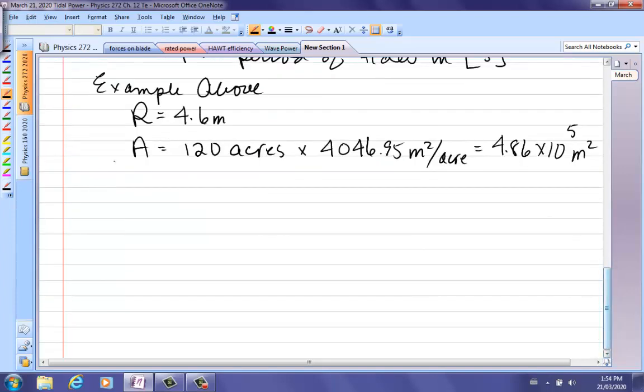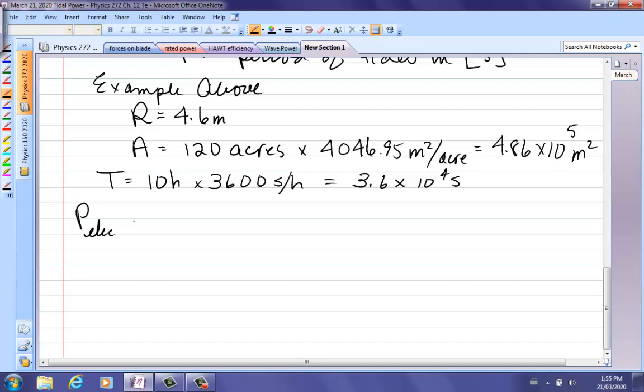Okay, so that's pretty big. The period is usually given to you in hours, so it's a 10-hour period, so that's 2 tides a day. And we have to convert that to seconds, 3,600 seconds per hour. And then we have our period that needs to go in there. And so we're ready to go. Let's put these into the formula. So the electric power, and then the efficiency, overall 0.3. So we put 0.3 for efficiency.